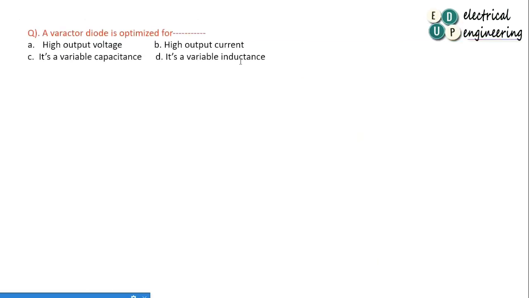Coming to the next question: a varactor diode is optimized for. The options are high output voltage, high output current, variable capacitance, or variable inductance.